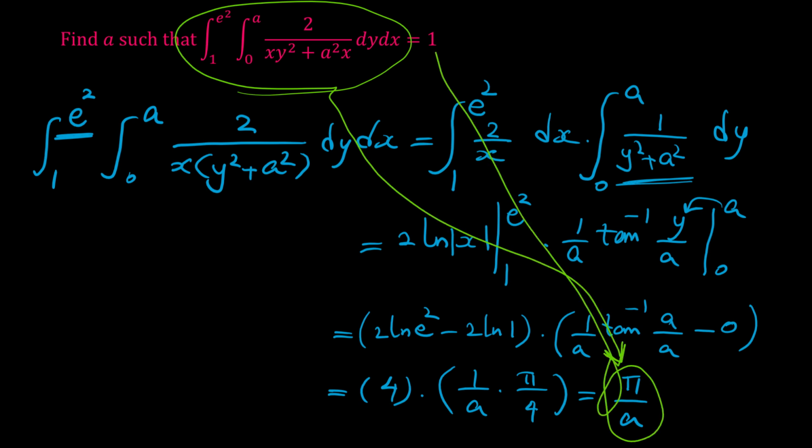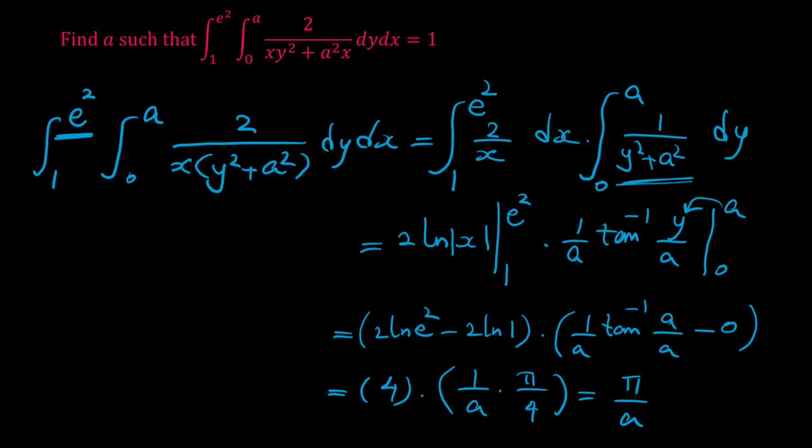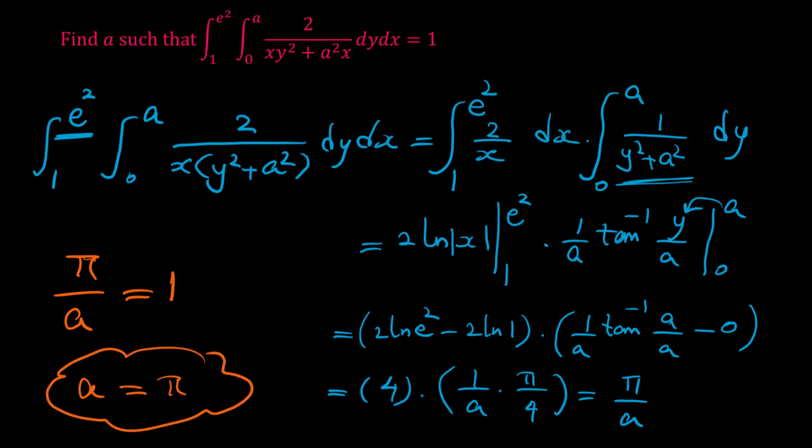And this should be equal to 1. So basically we have this equation: pi over a is 1. Now from this equation, what is a? a equals pi. If we do a cross multiplication, 1 times a is pi. So a is pi, and this is the answer for this given equation here.